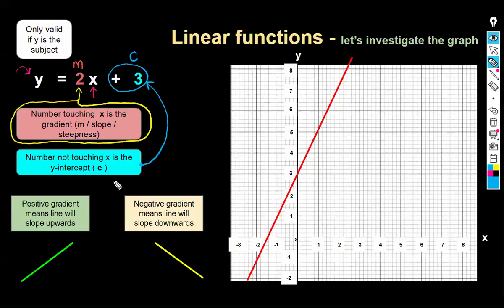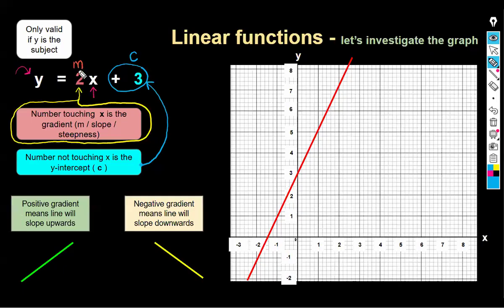So what's so important about gradient and y-intercept? I'm sure everybody knows the word steepness. If you're climbing a hill, some hills are steep and some hills are not steep. Gradient is a way of measuring steepness. The larger the gradient, the steeper the hill. The smaller the gradient, the less steep the hill is. Here's the cool thing.